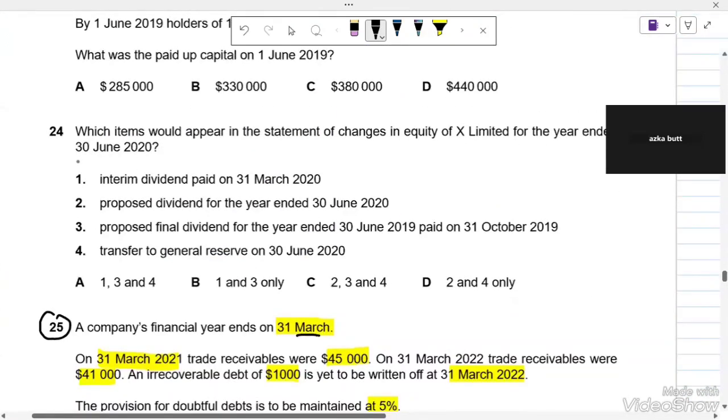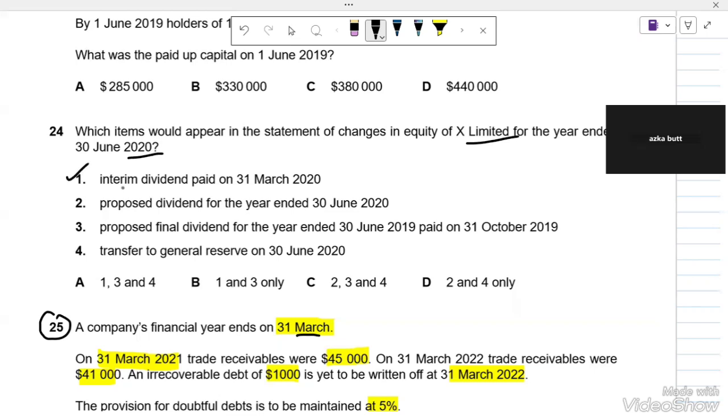Now let's see the other question. Which items would appear in the statement of changes in equity of X Limited for the year ended 30th June 2020? First of all, we have the information that an interim dividend was paid on 31st March 2020. This would appear in the statement of changes in equity as it represents a distribution of earnings during the year. So that's why this would be part of it.